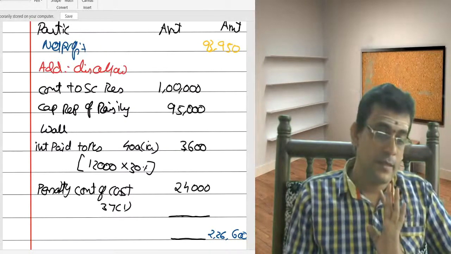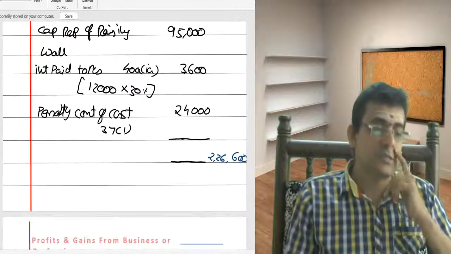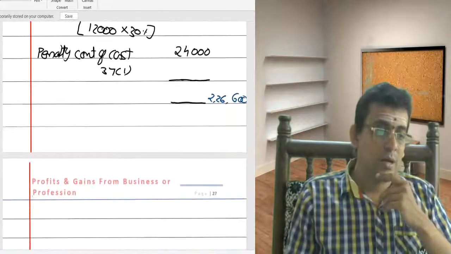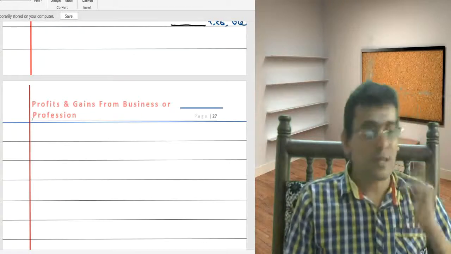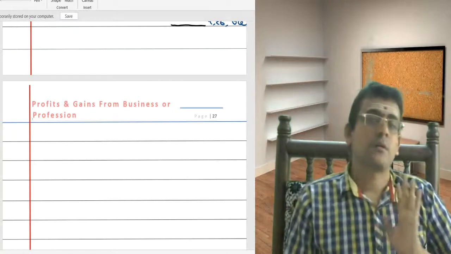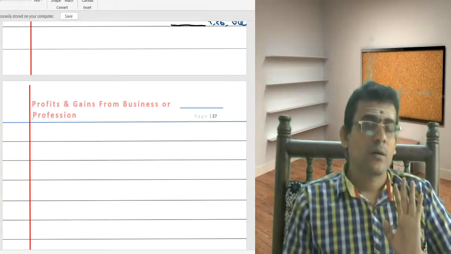Done. Then what do I have to do? Deductions. Now I need to reduce something. What else? I need to add one more thing. What else do I need to add? Okay, let us see.